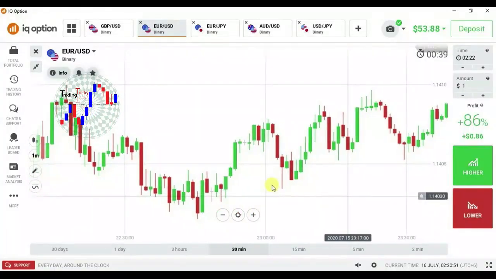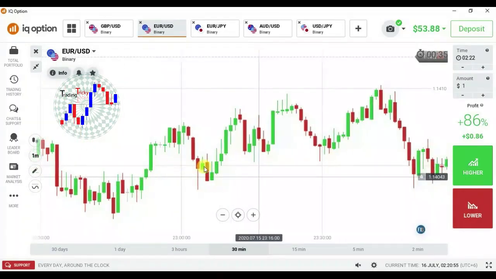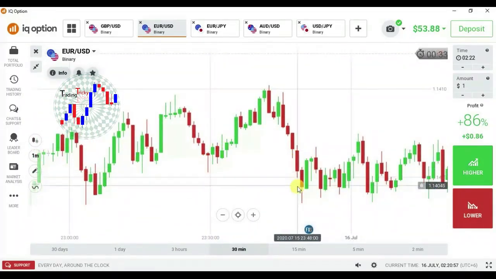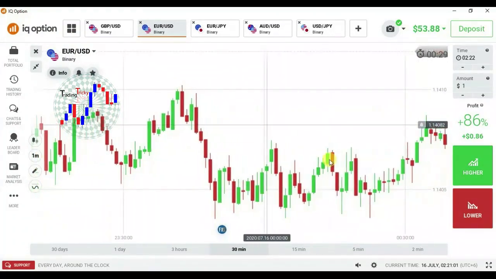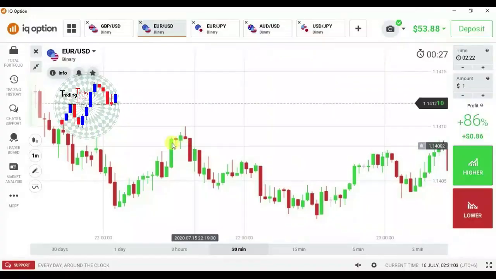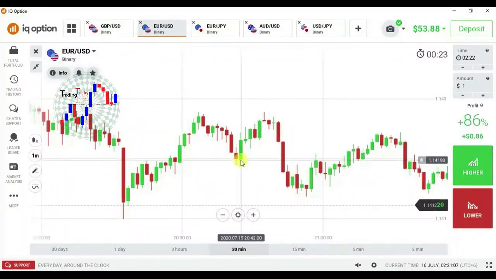Okay, sometimes it will not work. See, this is a breakout candle and this time it didn't work, but here it worked. Okay, so let's see strong support, again this is a resistance.